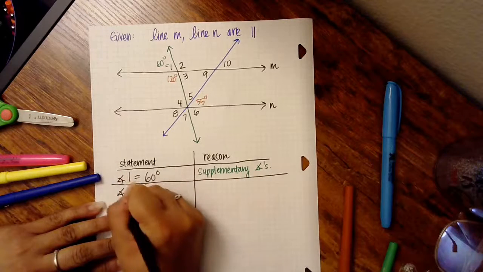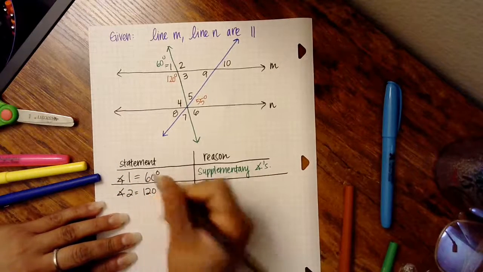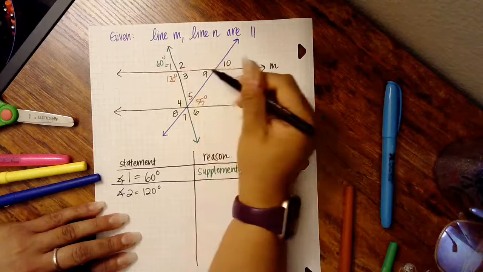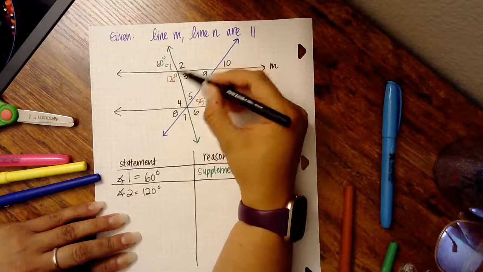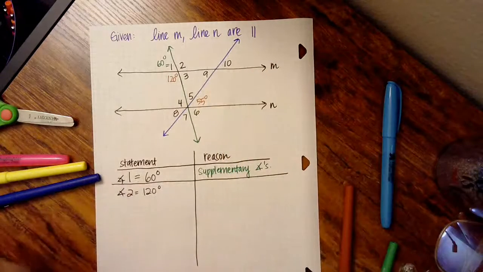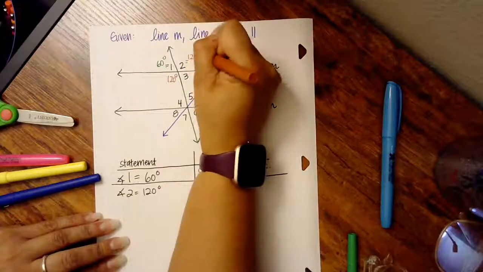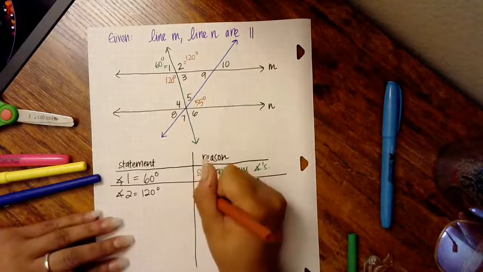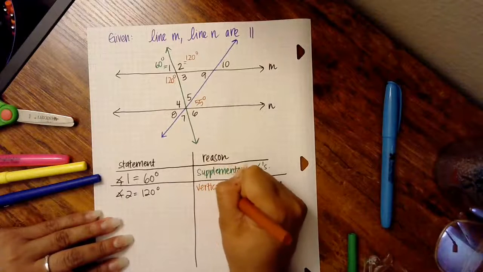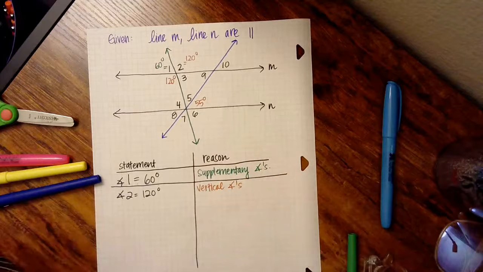Now, I know angle 2 is 120 degrees because notice two lines are being intersected here. Opposite angles are called vertical angles and are congruent. So I know that this guy right here is 120 degrees, and I'm going to call that vertical angles. So I'm always giving you the reason why these are happening.